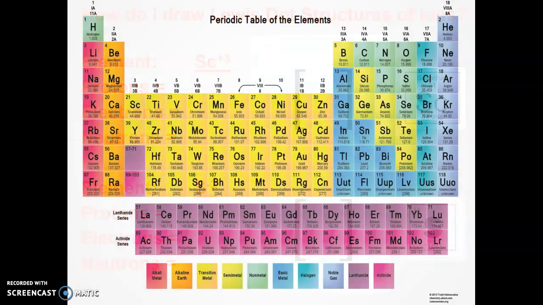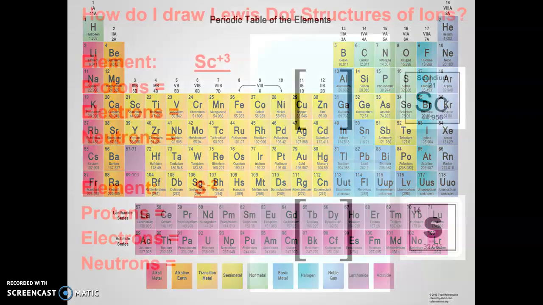Now again, sulfur on the periodic table is over here. It is in the 16th group, so it's going to have 6 valence electrons normally. And it is in the third period, so it's normally using 3 energy levels.